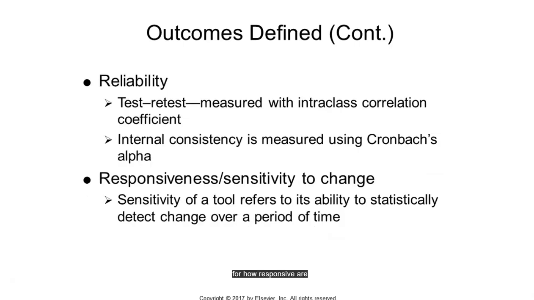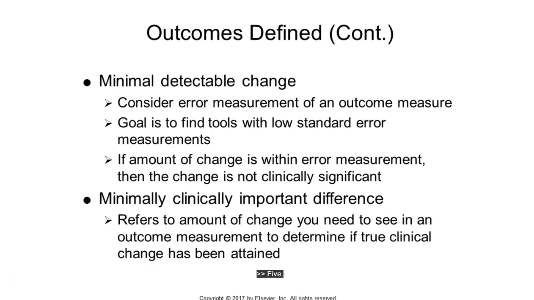4, how responsive or sensitive is the test to change? For example, if the patient has made improvements, are those improvements consistently and accurately quantified by the chosen outcome tool? 5, does the tool allow for minimal detectable change? The goal is to use and find outcome measures with low standard error measurements, low standard deviations, which allow for improved ability to measure change and less variability within the tool. And lastly, 6, does the tool allow for minimal changes in outcomes to be detected? This is called minimally clinically important difference, or MCID, and is expressed in percent change.